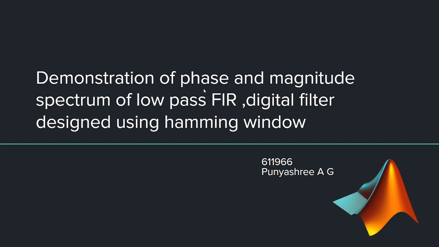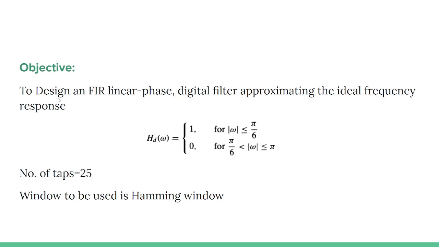Today we will be looking at the phase and magnitude spectrum of a low pass FIR digital filter designed using Hamming window. Our objective for today is to design an FIR linear phase digital filter approximating the ideal frequency response H_d(omega) equal to 1 for mod omega less than or equal to pi by 6 and 0 elsewhere. Some additional details: the number of taps to be used is 25, and the window to be used is Hamming window. So typically here we need to design a low pass digital filter approximating the ideal frequency response, and the cutoff frequency here is pi by 6.